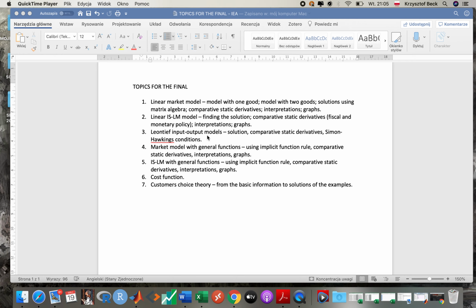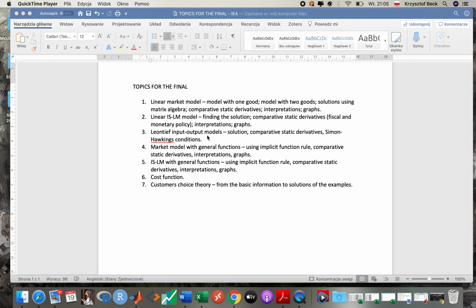Then Leontief input-output model. Remember also about the interpretations of the coefficients of the input matrix. Then how to get the Leontief matrix, how to find the solution, how to find comparative static derivatives. And remember, comparative static derivatives are in Leontief matrix. All of this we discussed during the class. Oh, and remember, all of these subjects are covered in length in your textbooks. You can find them all there.